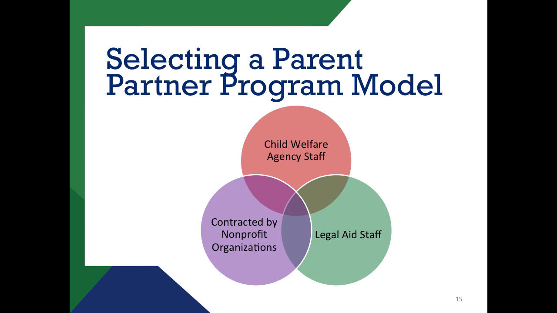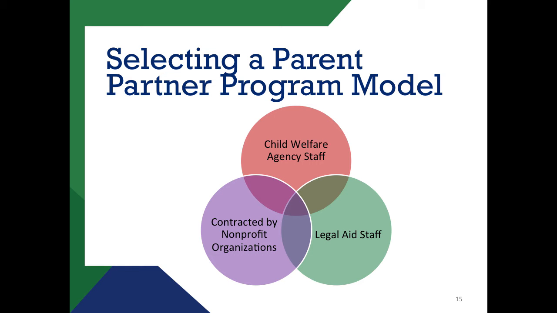A Venn diagram shows 3 parent-partner program models. 1. Child welfare agency staff. 2. Parent-partner programs contracted with nonprofit organizations. And 3. Legal aid staff. Thank you. So I'm going to talk a little bit about parent-partner program models.